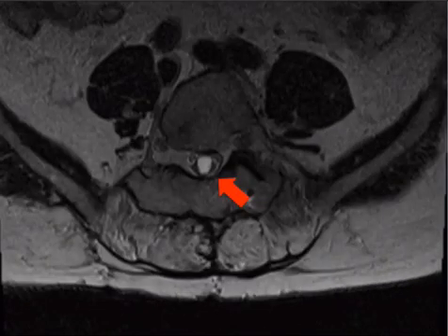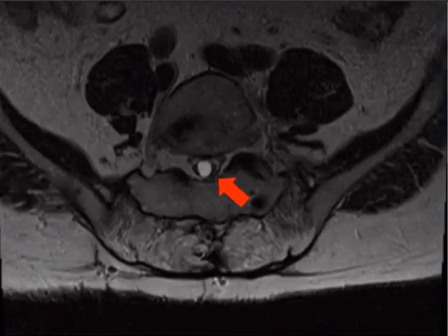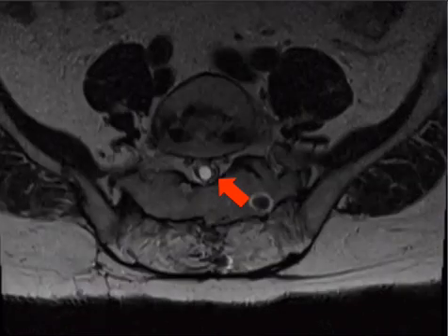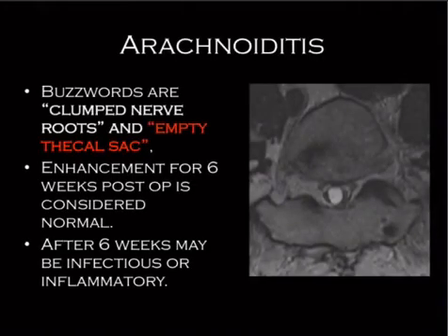Look how thick they are, and now they're sort of displaced peripherally, almost like the sac is empty, right? So that is an empty thecal sac. It's a buzzword. So this is arachnoiditis. You can actually have enhancement of the nerve roots for around 6 weeks post-op. That's considered normal. After that, it's abnormal.